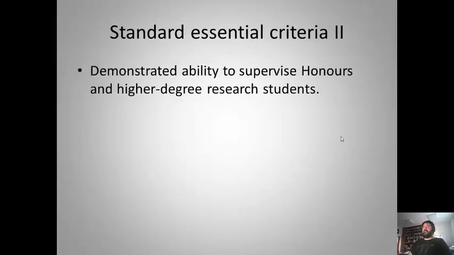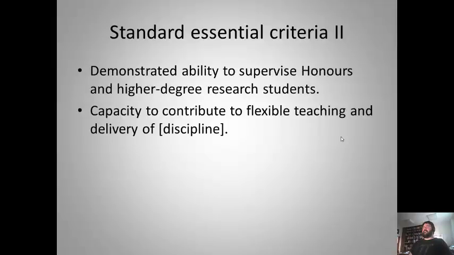So here's some more. Demonstrated ability to supervise honors and higher degree research students. That's a tough one. You've got to demonstrate your ability, but you don't have to have a track record of it. You don't have to have completed any. You just need to demonstrate that you have the ability to do that. You start to see how, if you take these things a bit too literally, without really thinking about what they're asking for, it can be very off-putting, and you might not ever put in a job application until you've got 10 years of experience.